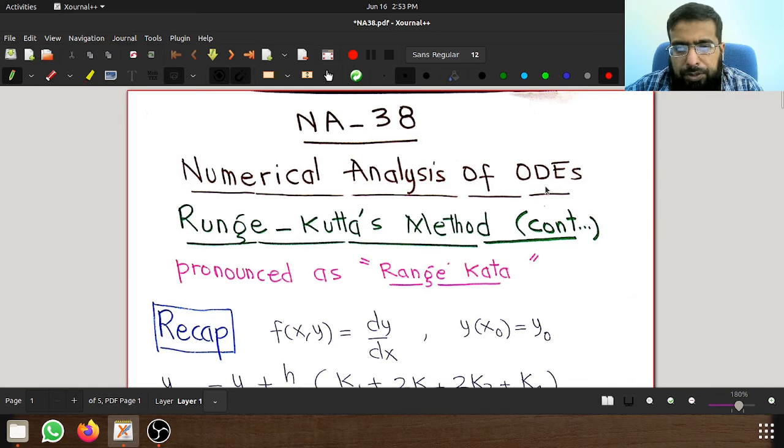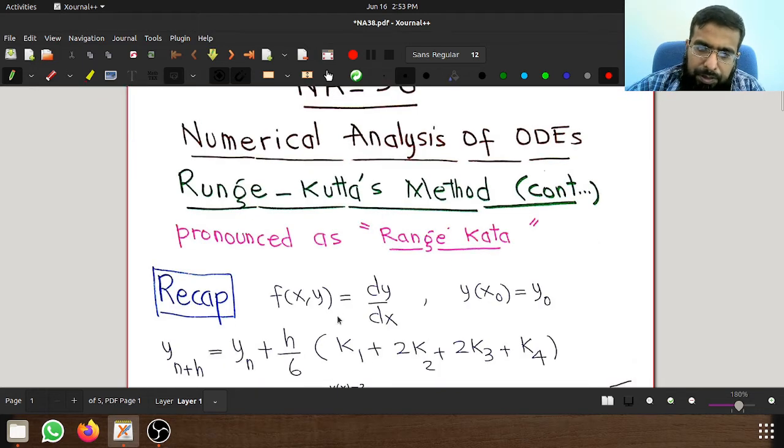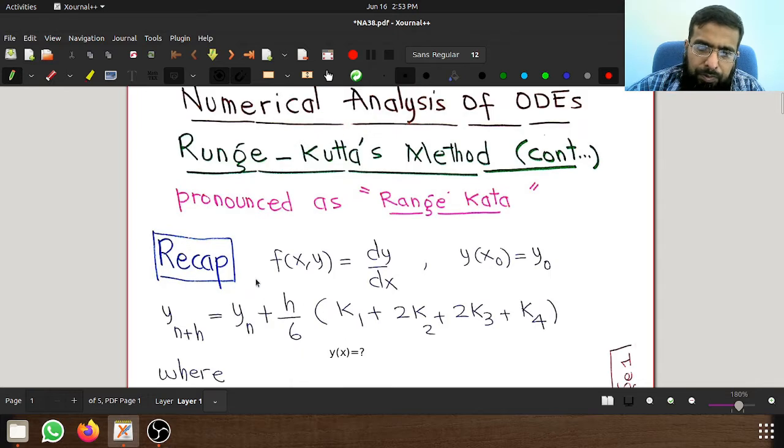We are studying solutions of ODEs, and in the last lecture we studied the Runge-Kutta method to solve first order ODEs. In this lecture we'll solve another example. Here is the highlight of the method.